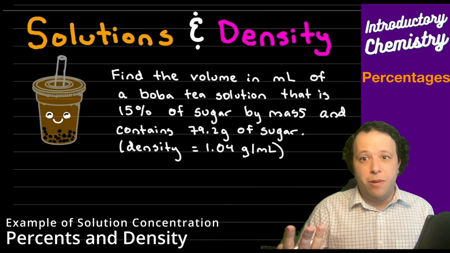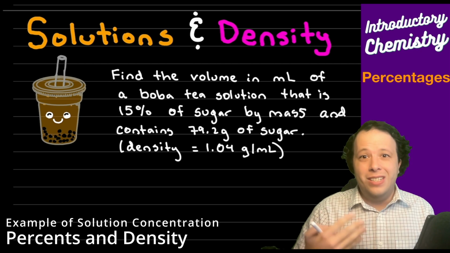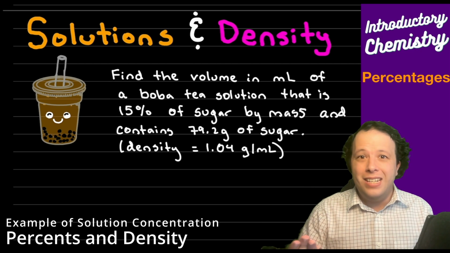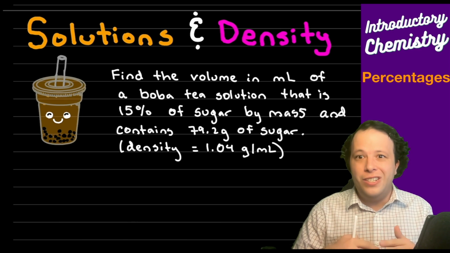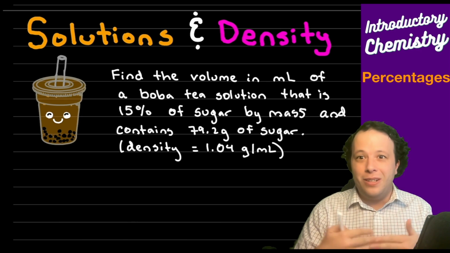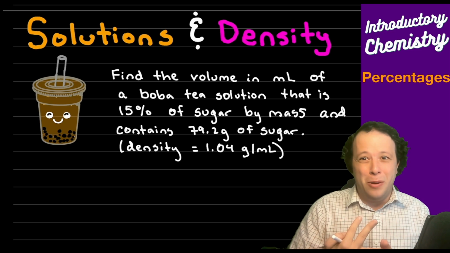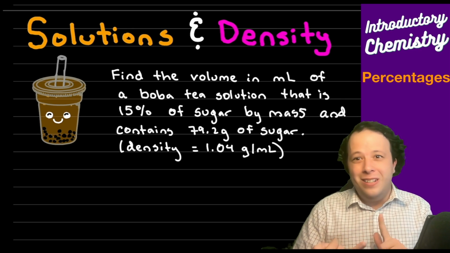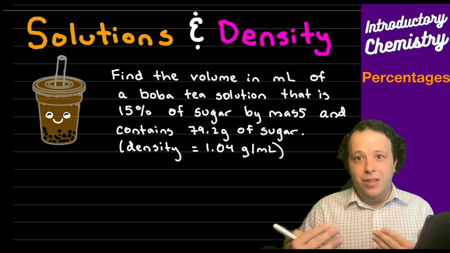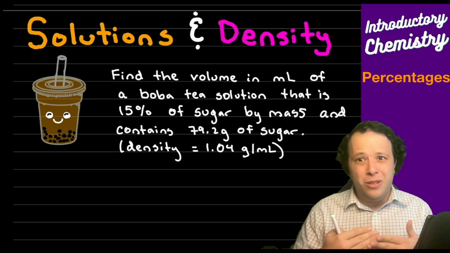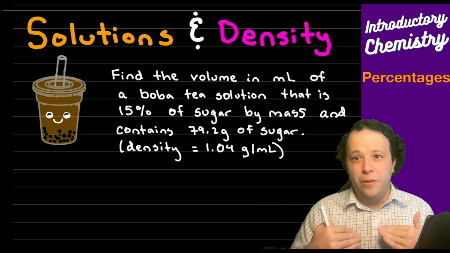On to our last problem. We have solutions and density. In this case, what we are trying to do is find the volume of a solution, which is a mixture of different compounds together. In this case, we have a boba tea solution. So we have boba and tea and sugar and water all mixed together. When you have a solution, it's all percents, right? We have the part over the whole.